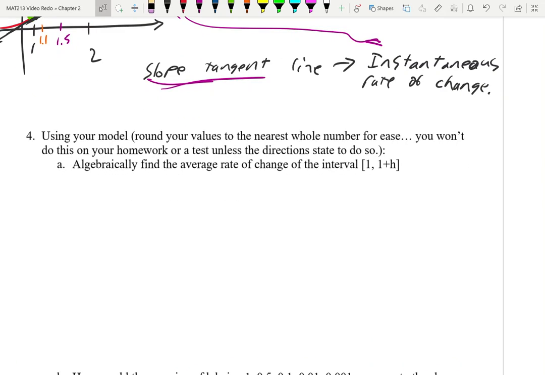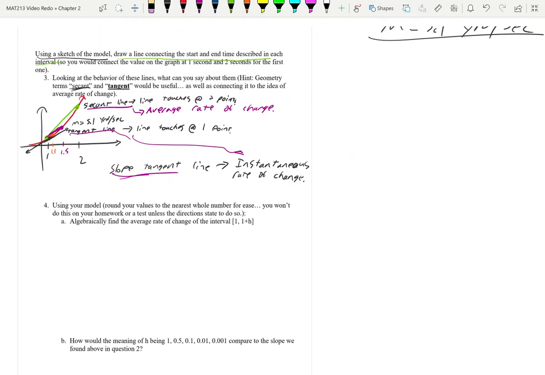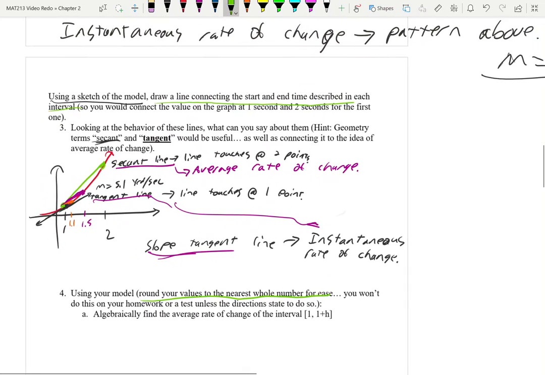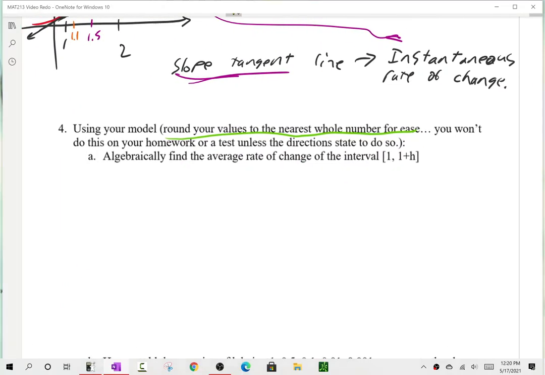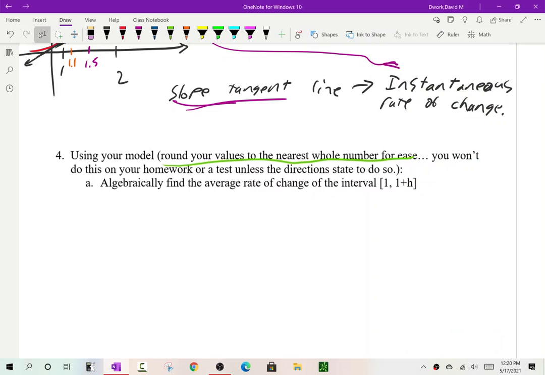What if I ask you to find the average rate of change over the interval of 1 to 1 plus h of our model we created above? For the model we created above, we are going to round our values to the nearest whole number for ease. You're only going to do this in the homework if they tell you to do it. The directions told me to do it, so that's what I'm going to do. It's not easy for me to see and copy this down. Hopefully for you it's easier because you have paper. For me it's hard to get it on the screen all at the same time.